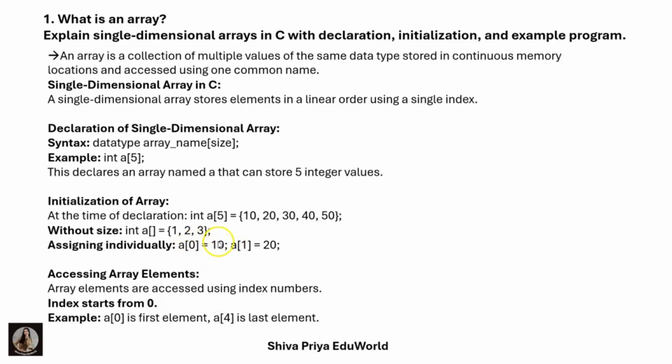0th index, if I want to access 10, I have to give A of 0. In that index, whatever the value is there, I can easily access that value. Clear? If I want to access the value 20, I have to give A of 1, first index. Clear this? Initialization of an array.